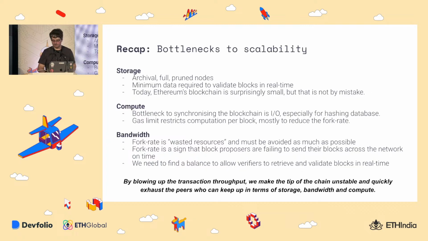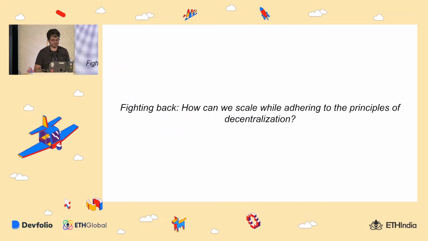So again, a bit of a summary. We looked at storage, compute, bandwidth, and the problem is if you just blow up the transaction throughput, you want to support 1,000 transactions per second, the blockchain just becomes unstable. It leads to more forks, it's bad for the users, and then people in this room, you won't be able to keep up because there's too many transactions, database gets too big. Like Jameson, couldn't run Go Ethereum, doesn't help.